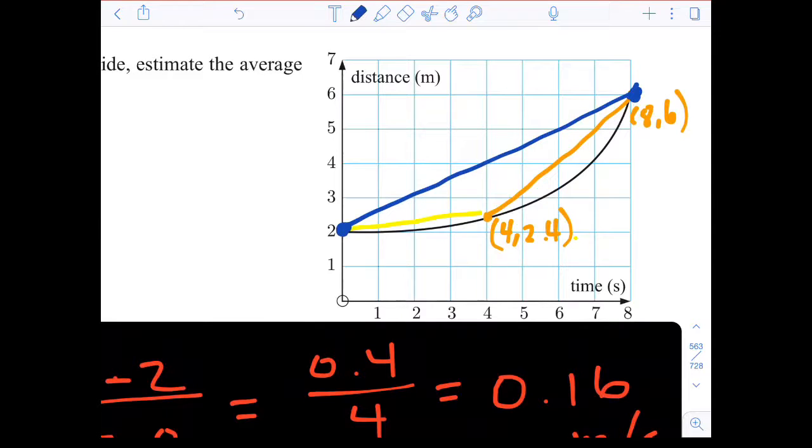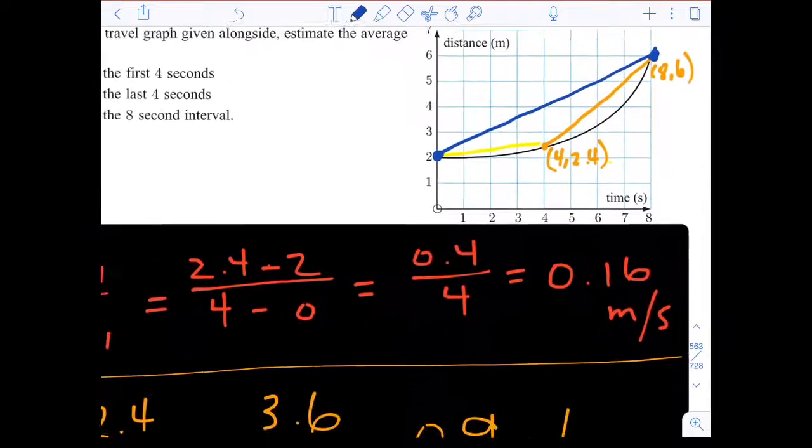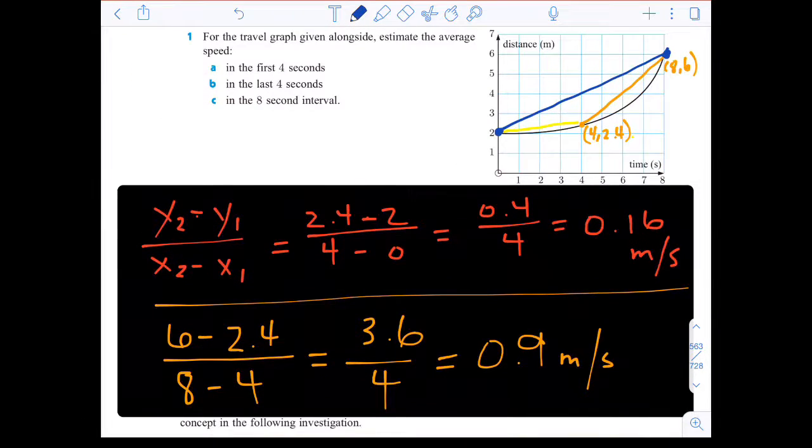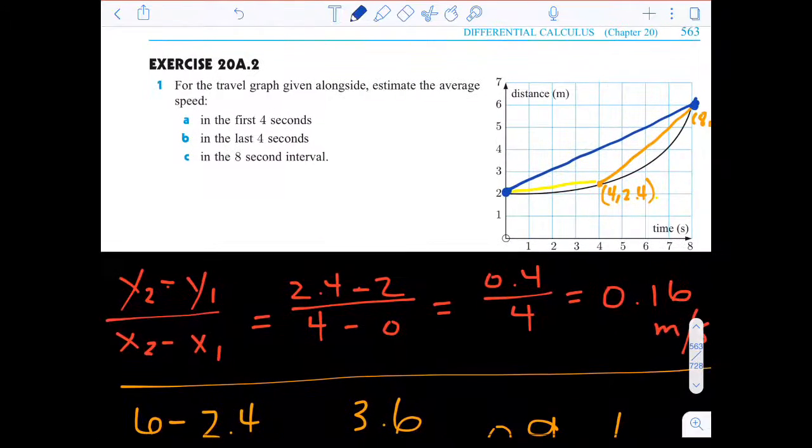So if I look at that blue line, it's steeper than the yellow line, which tells me that's going to be a higher rate of change than 0.16. And it's not as steep as the orange line, which tells me it's going to be a slope that is less than 0.9. So I'll do that one up at the top here maybe.